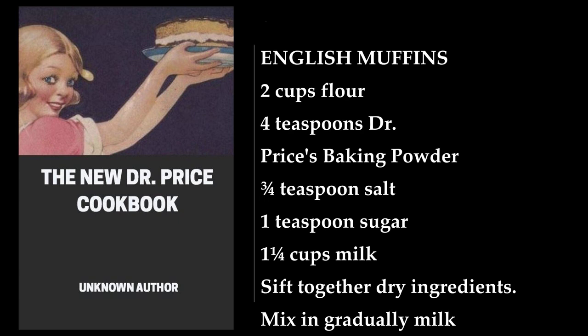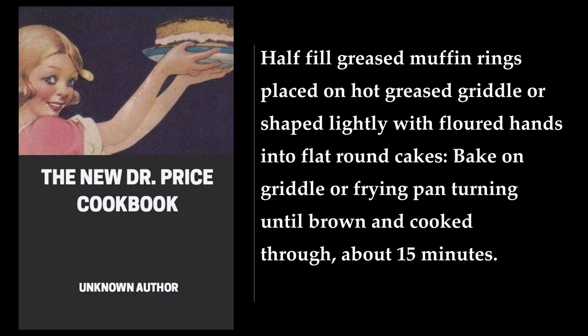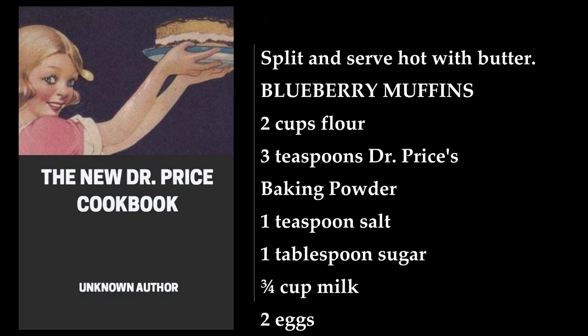English muffins. 2 cups flour. 4 teaspoons dry Price's baking powder. 3/4 teaspoon salt. 1 teaspoon sugar. 1¼ cups milk. Sift together dry ingredients. Mix in gradually milk to make soft dough. Half-fill greased muffin rings placed on hot greased griddle or shaped lightly with floured hands into flat round cakes. Bake on griddle or frying pan turning until brown and cooked through, about 15 minutes. Split and serve hot with butter.